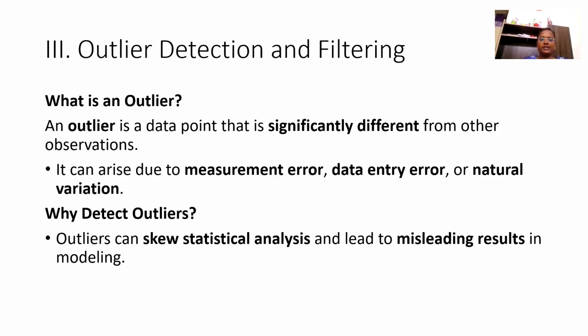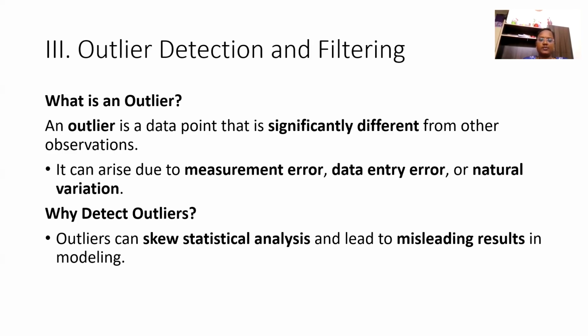What is an outlier? An outlier is a data point that is significantly different from other observations. So when you are doing some observation, if some data are out of your observation, then we can take it as an outlier. If some data do not participate in our data analysis, then we can remove them. Because of that, we can speed up the process and improve the time complexity and space complexity. It can arise due to measurement error, data entry error, or natural variations.